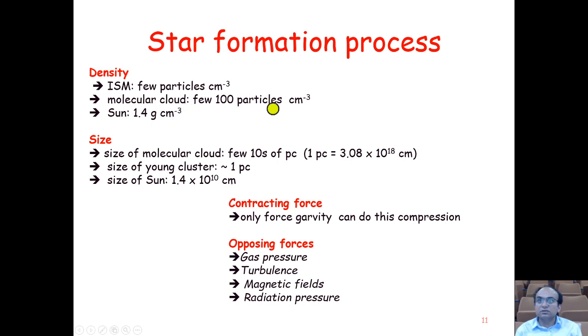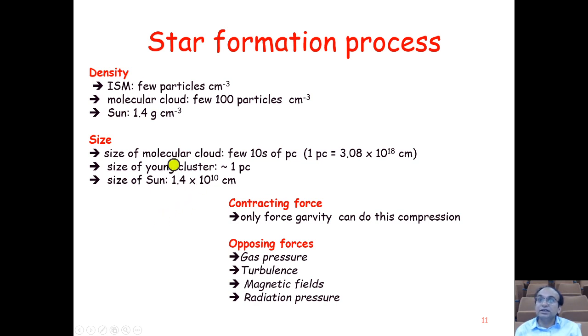If you convert, this is also 10 to the power minus 16 to 10 to the power minus 17 gram per centimeter cube. So you see that the sun is a star, and we are saying that the star is forming from the molecular cloud. So we need to compress the molecular cloud to form a density from around 10 to the power minus 16 to 1.4 gram per centimeter cube. So how can we do that? So that was our aim to understand.